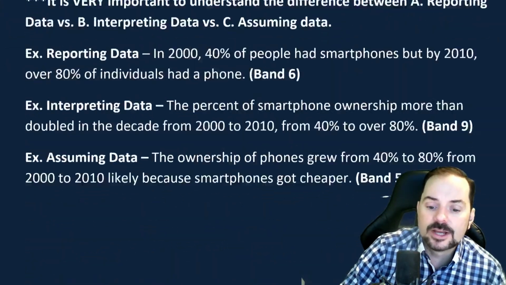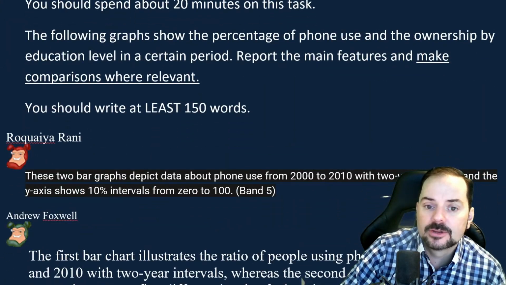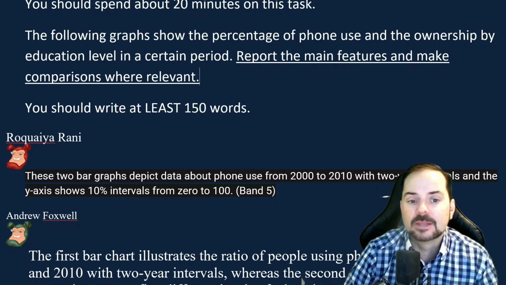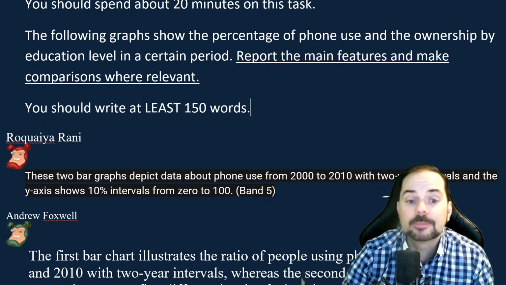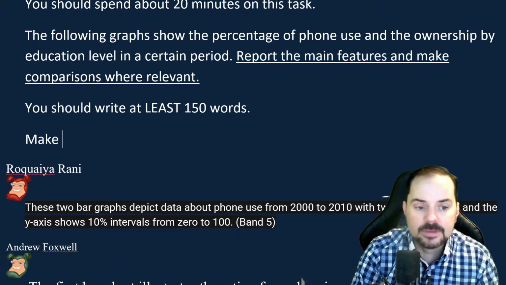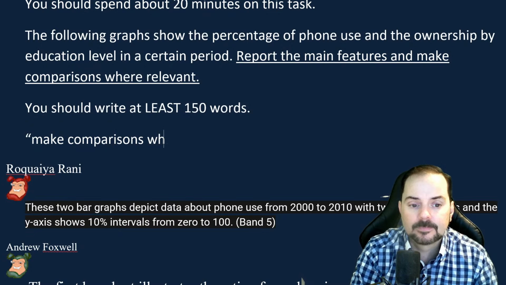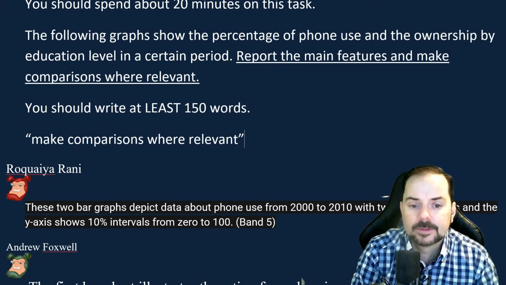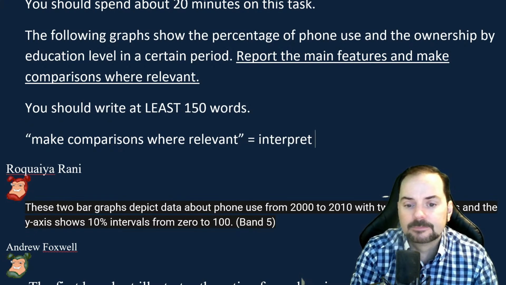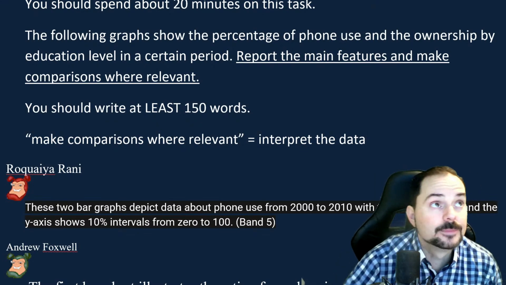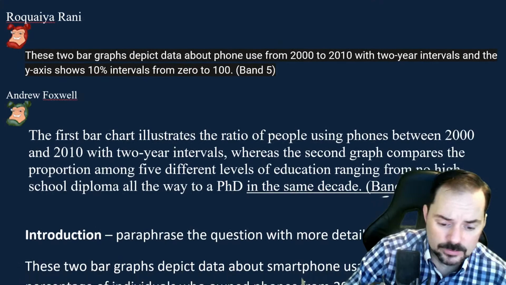When you look at the questions and you see this part here, report the main features and make comparisons where relevant. This make comparisons where relevant basically means interpret the data. Okay, so make comparisons where relevant is telling you interpret the data. All right. I see lots of thumbs up, so that's good. And that's what we're going to do, right?